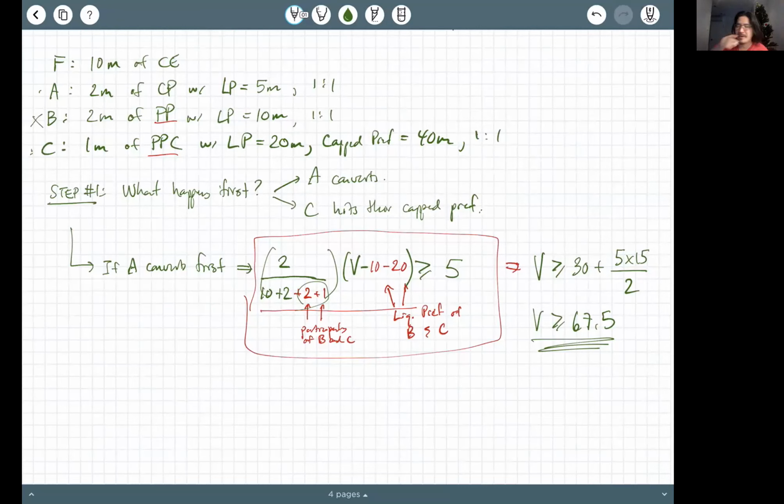Right, so now let's figure out the other alternative, which is that C hits cap first. So what we need to do is figure out at what exit value of V would C hit their cap. So what is the payoff to Series C prior to hitting their cap, assuming that A has not converted yet? Well, their cap is 40.